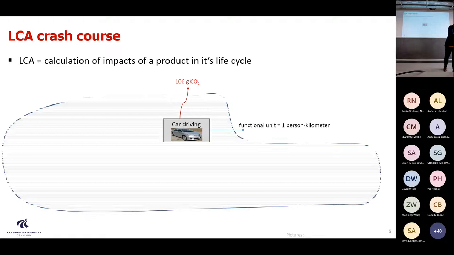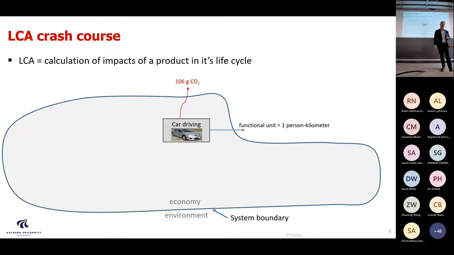But of course, you also need some fuel for that. And that's where the life cycle comes into the picture. So we need to include a lot of different stuff. That's what I have prepared by the gray shaded area. Inside here is what we call the system boundary. And that's where we have put the entire economy of the world. Outside is the environment. That's what we are caring about.